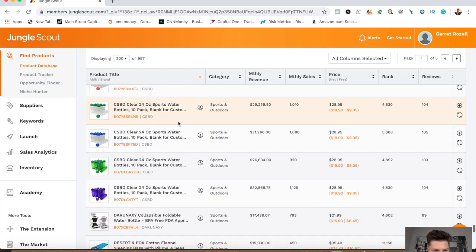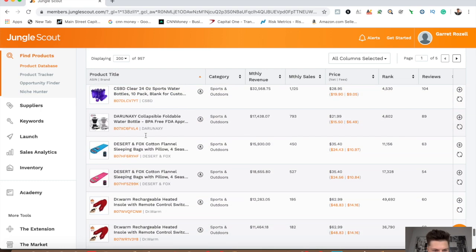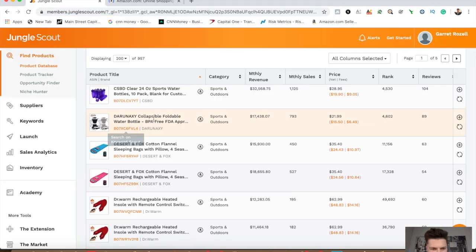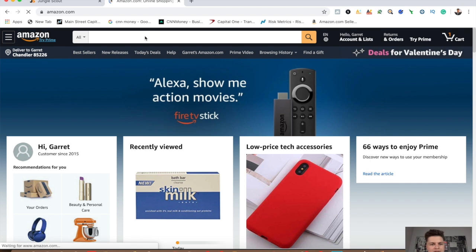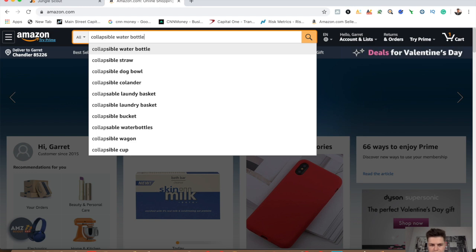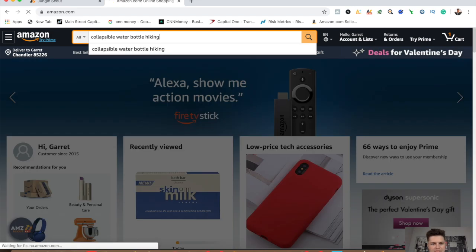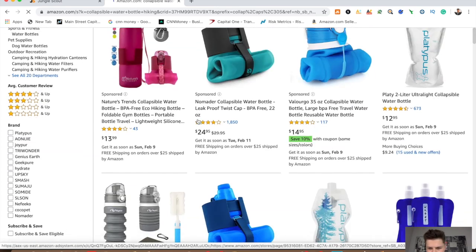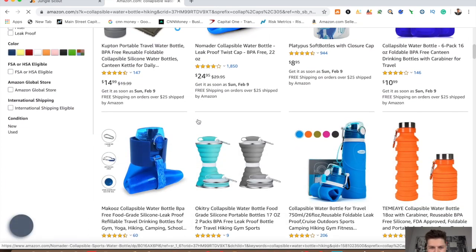All these pants, we got some type of cups, sports cups, 10 packs. Collapsible and foldable water bottle, okay? Let's look up that because that looks interesting. Is that a 2-pack? That looks like a 2-pack, so maybe we're gonna sell that. Type in hiking, maybe we can find some niche specific ones. So we see all these foldable, collapsible water bottles.